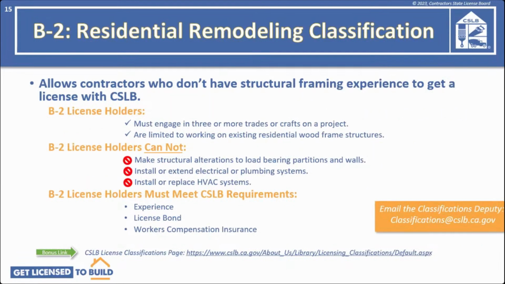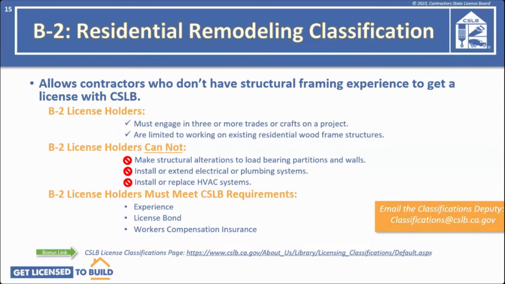CSLB's newest licensing classification is called the B2 Residential Remodeling Classification. The B2 allows contractors who don't have structural framing experience to get a license with CSLB. Here's what interested applicants need to know. B2 license holders must engage in 3 or more trades or crafts on residential projects. B2 licensees also are limited to working on existing residential wood frame structures.